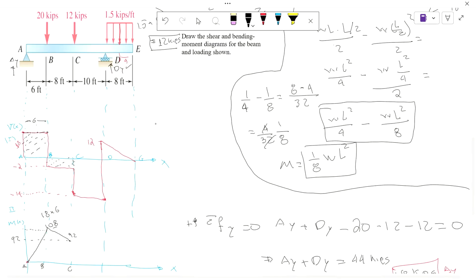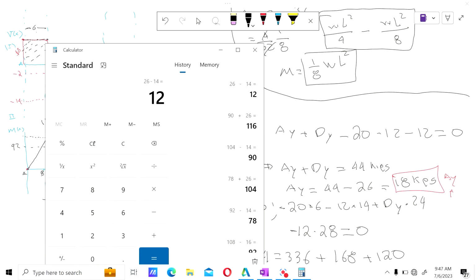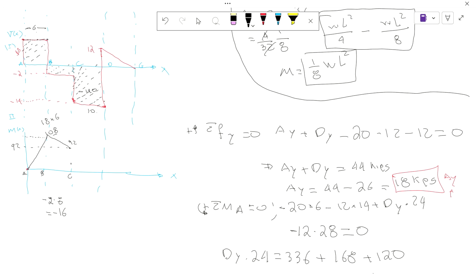This area is 10 feet. So this is -14. Of course, the area is positive, but the values, the magnitudes are not positive. If it's negative, it means a negative magnitude. So -14 times 10 is -140. So this is -140. What that means is that 92 minus 140 is -48. So we have to go all the way here to -48.